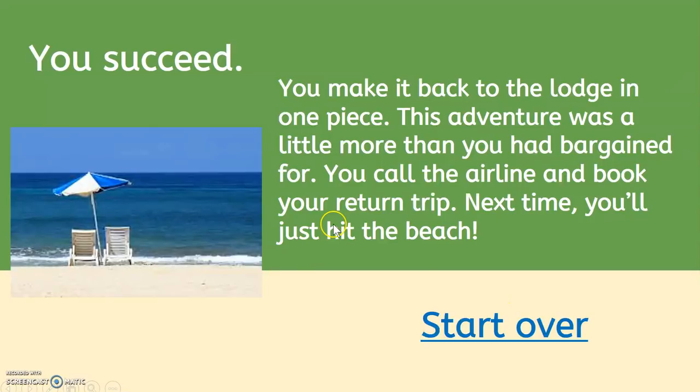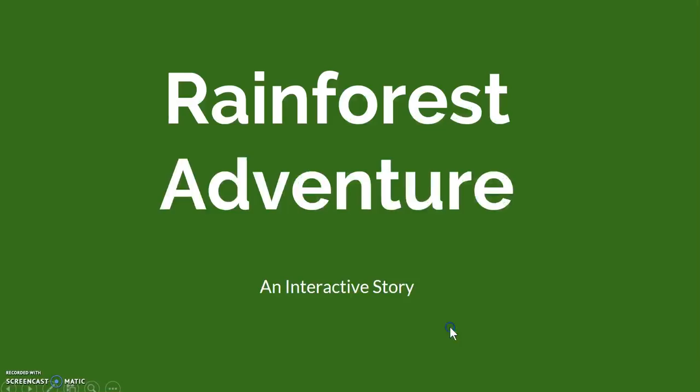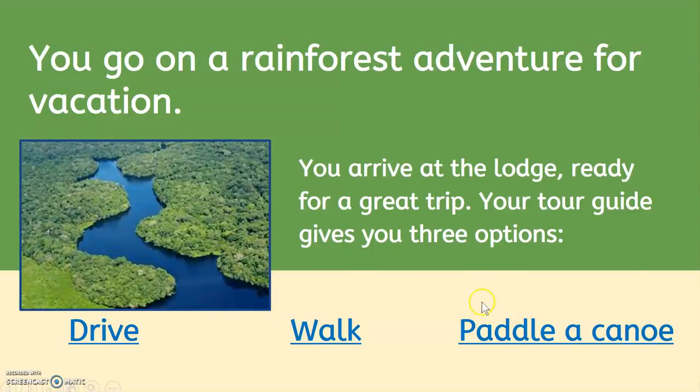So at the end of the story, there's always a start over button because I can start over. And now I can make different choices. And that'll take me to different endings, obviously, because of making different choices. So I can go back through the story again if I wanted to and come to a different ending and see how the story goes.